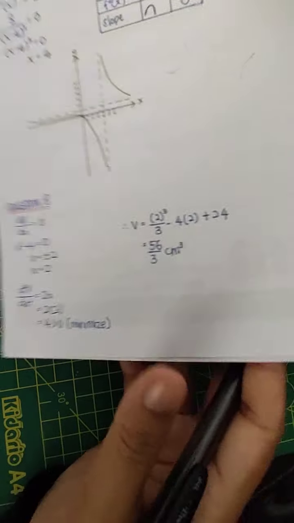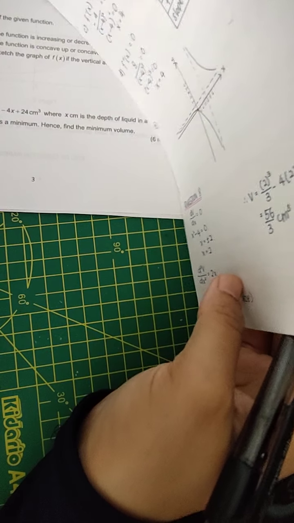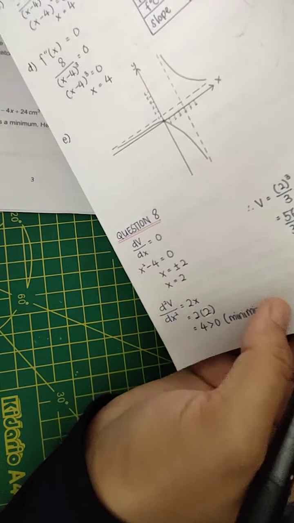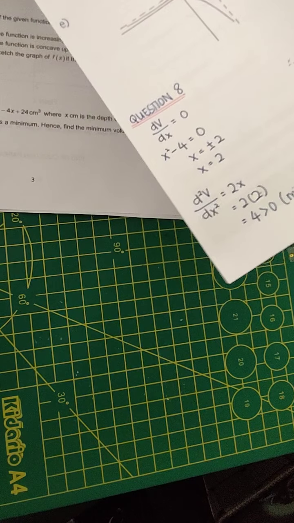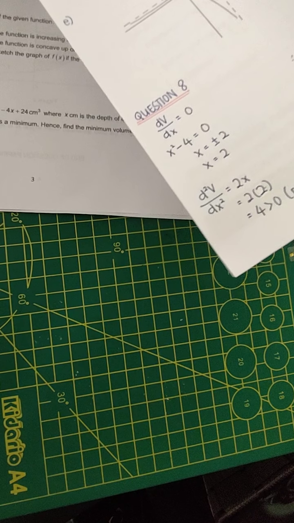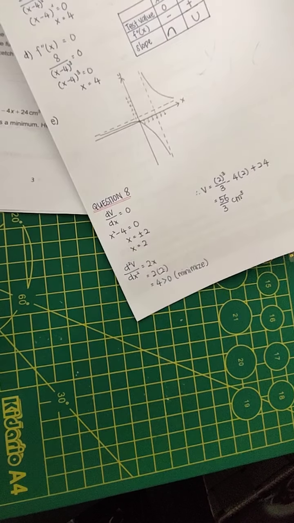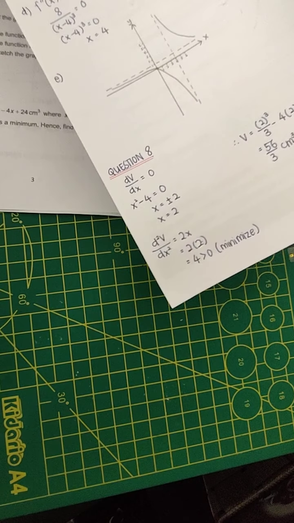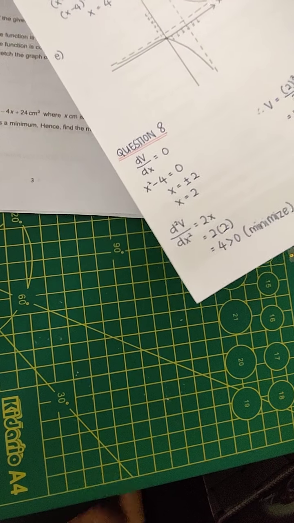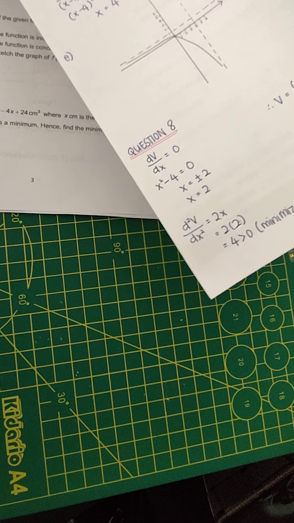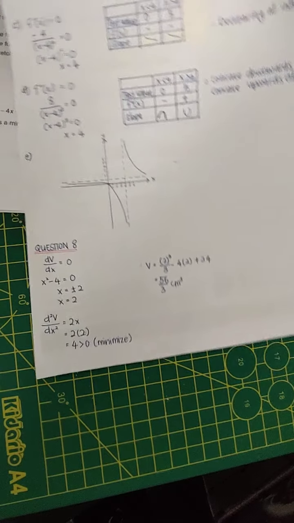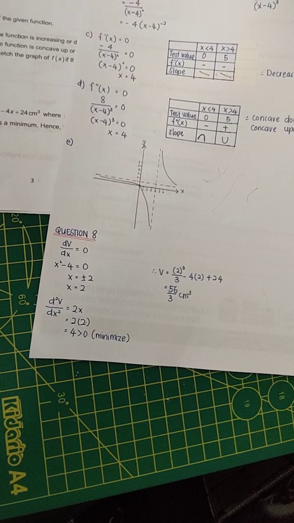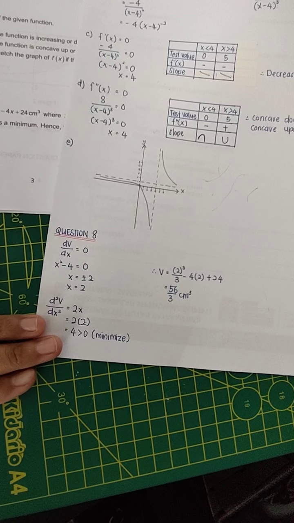Okay, so kita tengok for question number 8. The volume of liquid is given by V equal to x cube over 3 minus 4x plus 24 centimeter cube, where x cm is the depth of liquid in a container. So find the value of x so that the volume is a minimum. Hence find the minimum volume. Okay, so sekarang yang ini untuk case cari minimum volume. So kita ada, dia dah bagi V. So V kita adalah x cube over 3 minus 4x plus 24 cm cube.